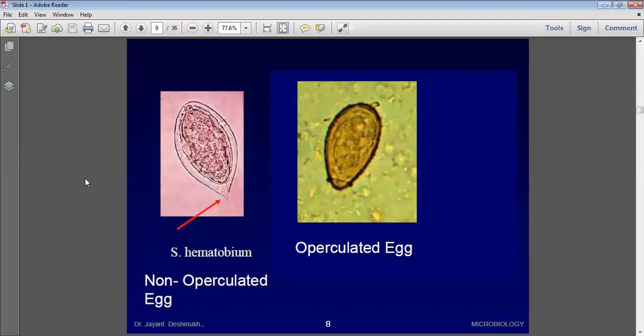Another characteristic feature of this egg is that it is non-operculated. There are operculated eggs and non-operculated eggs. Operculated means there is a cap: when the larva is released, the cap opens just like a bottle, and the larva inside is released outside. That is known as an operculated egg. This one is not; it is a non-operculated egg. This is for MCQ: the non-operculated egg is Schistosoma haematobium. There is no cap, it is a completely closed egg, and the larva is released by lysis of the egg wall.